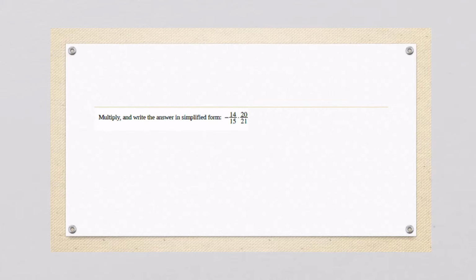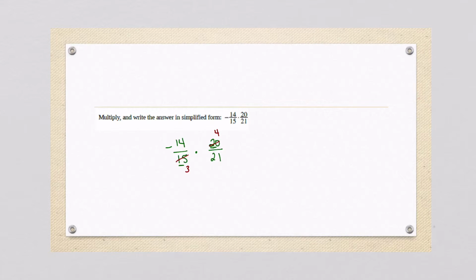Okay, so for this problem, I've got negative 14/15 times 20/21. And I'm going to look diagonally because I can see that the 15 and the 20 have a 5 in common. So I'm going to divide both of those by 5. Whenever I divide 15 by 5, I get 3. And whenever I divide 20 by 5, I get 4.